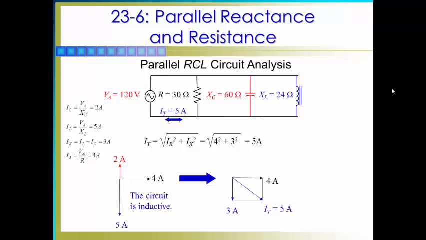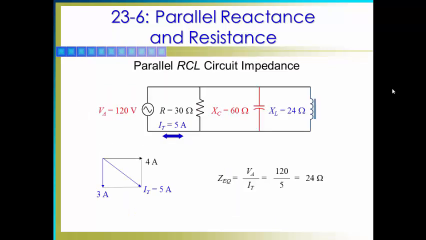The diagram below shows us the currents in the circuit. The net current here is inductive, as you can see in blue, and it's pointing downward, so the current is lagging. And of course the 4 amps through the resistor is on the horizontal axis, so the total current of 5 amps is the diagonal of the triangle.